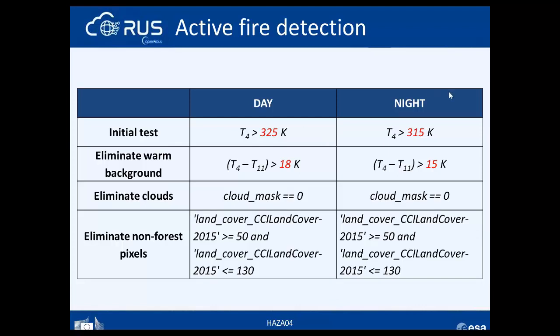So the night algorithm is slightly different. The cloud mask conditions and the land cover conditions will remain the same, but we need to lower our thresholds due to the cooler background response during the night, since we might end up eliminating our fire pixels within the warm background or the initial test. Okay, so let's go back to the exercise.